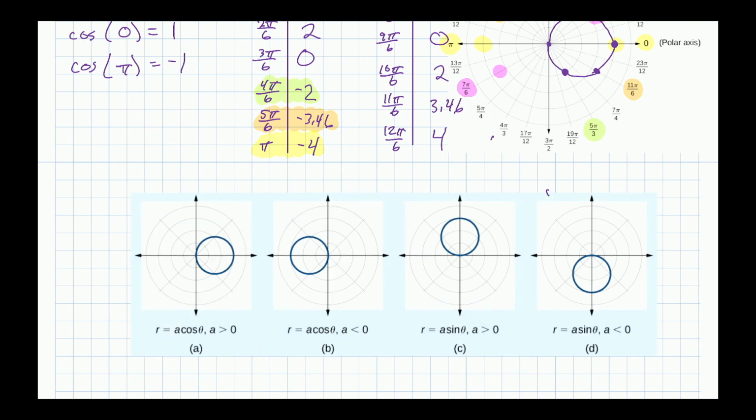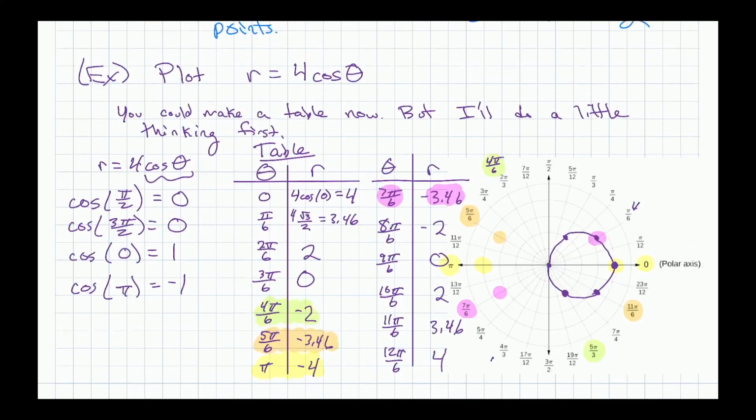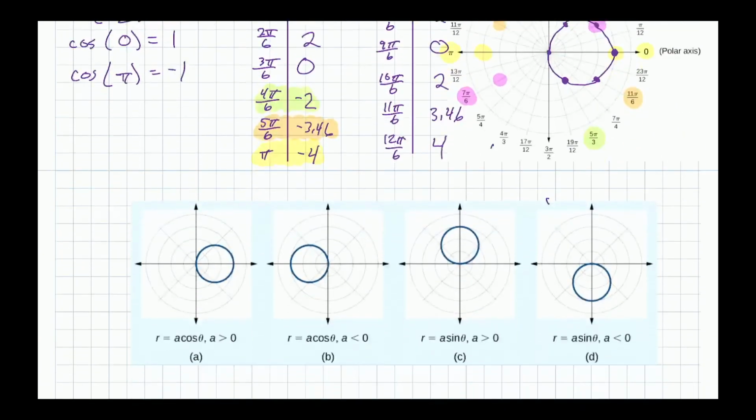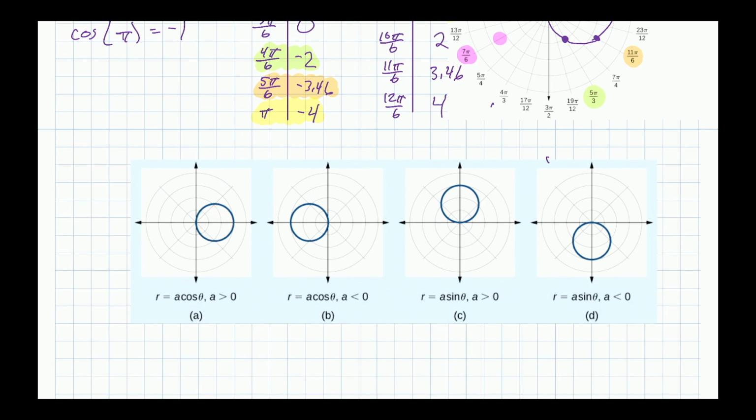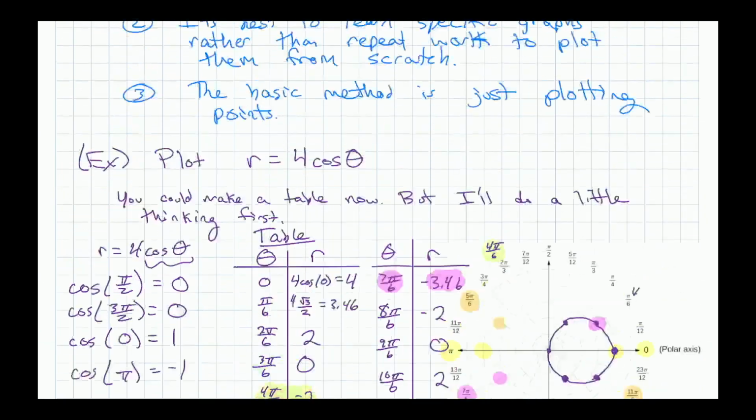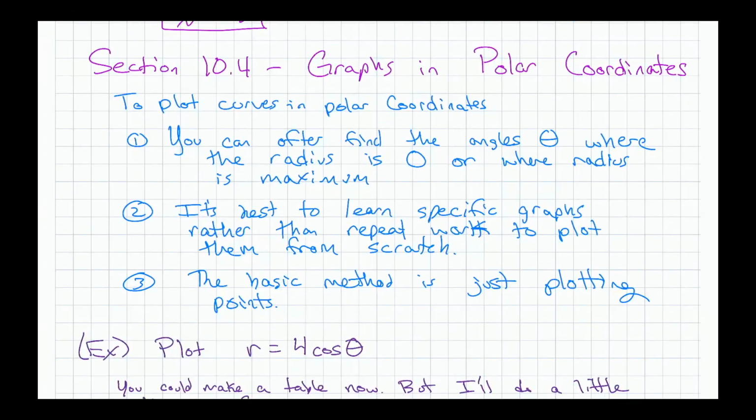Here's some circles. And so, of course, we plotted one for cosine theta. And that's this right here, right? A cosine theta with a positive gives you this circle. So yeah, so we did. So circles. I mean, you can see that they're circles.